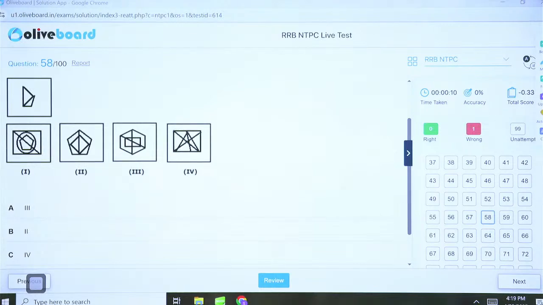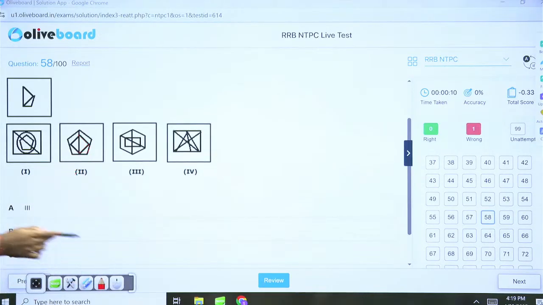Okay. So this is what we are looking for. It's here and it's here. I think this is where it is. Nowhere else. Figure 2. Next.